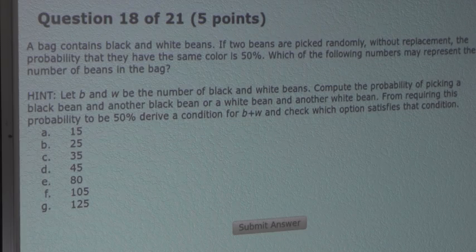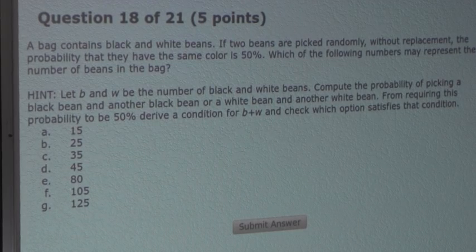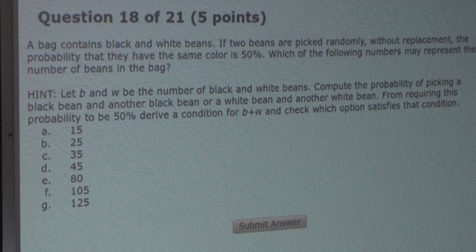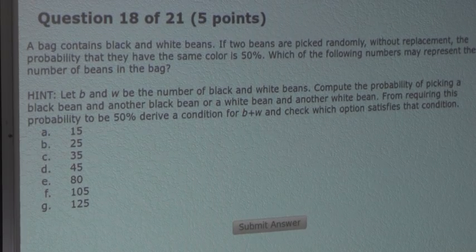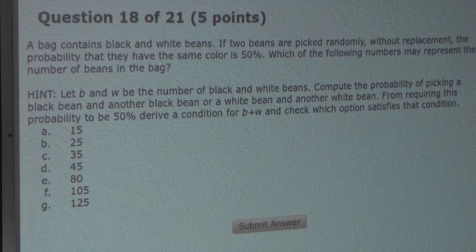Hint. Let B and W be the number of black and white beans. Compute the probability of picking a black bean and another black bean, or a white bean and another white bean. From requiring this probability to be 50%, derive a condition for B plus W and check which option satisfies that condition.